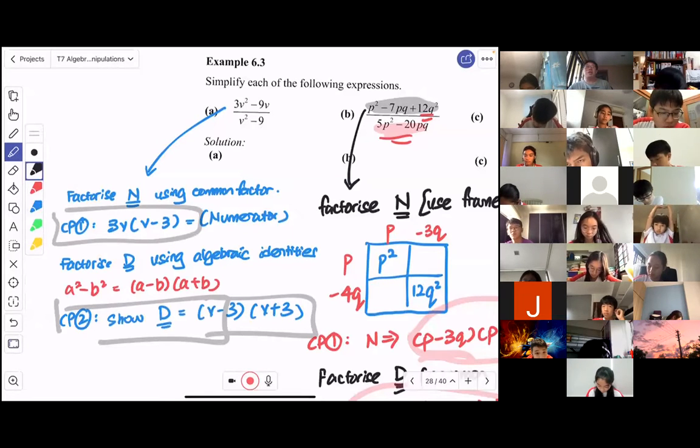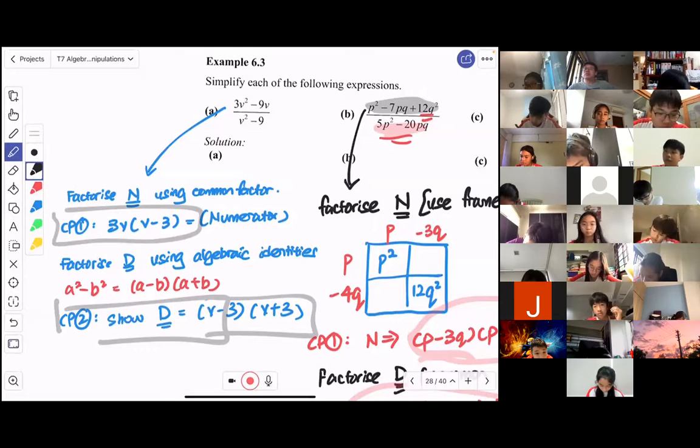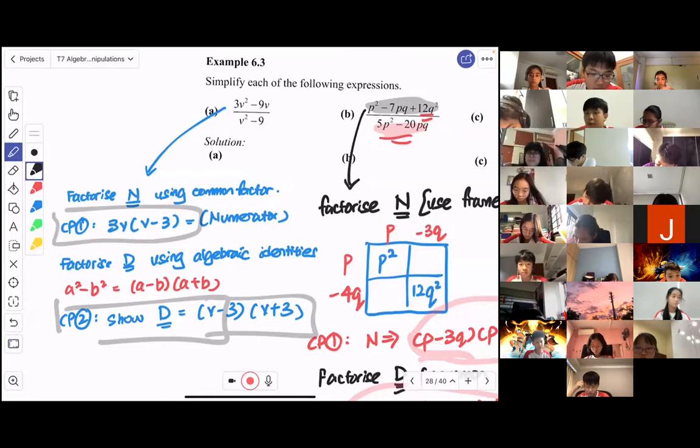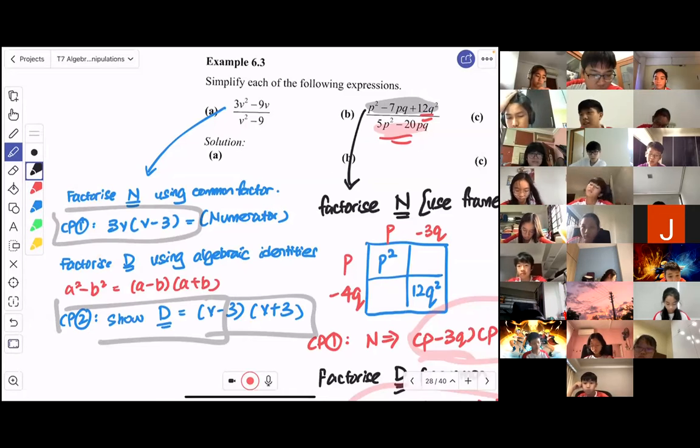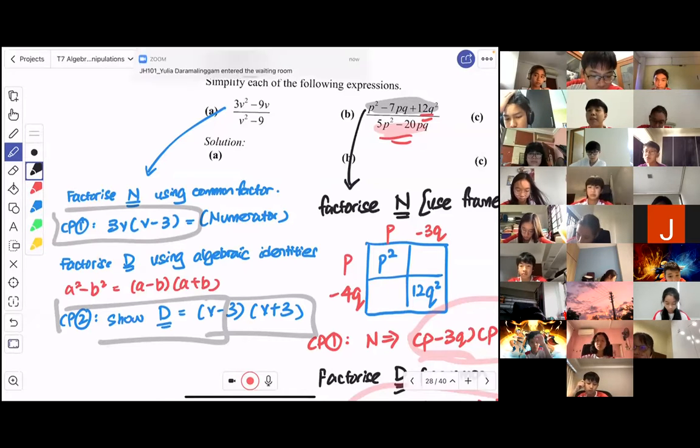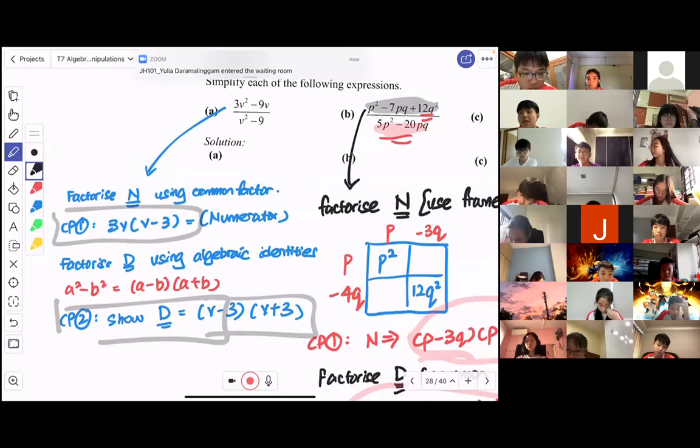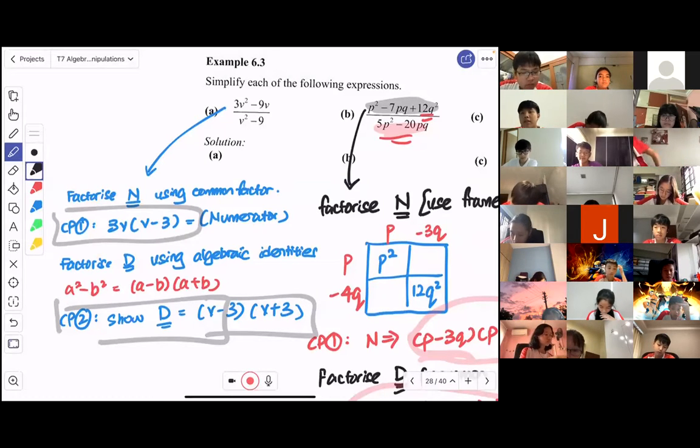Sabrina, can you turn on your camera? Try to keep your camera on, okay? Or are you using the device to check other things? No, okay. Then just try to keep your camera on. Hadi, also can you keep your camera on?